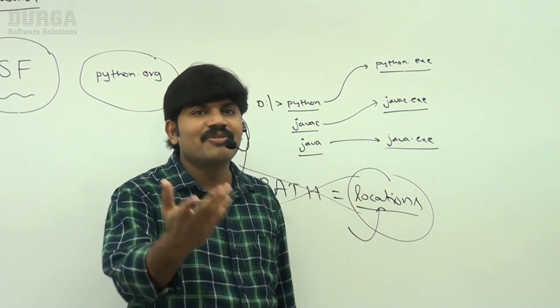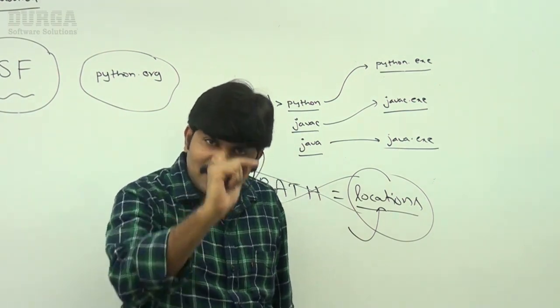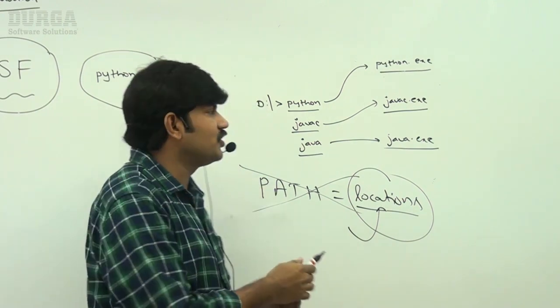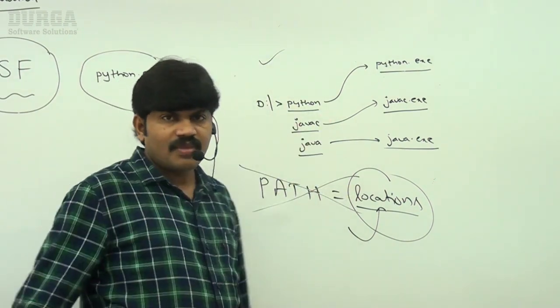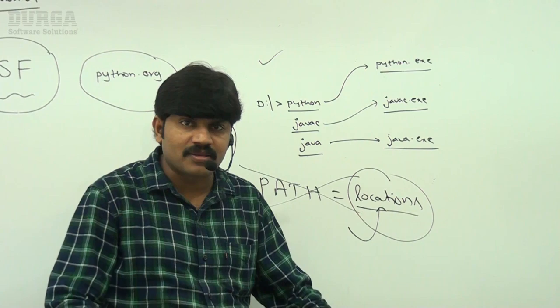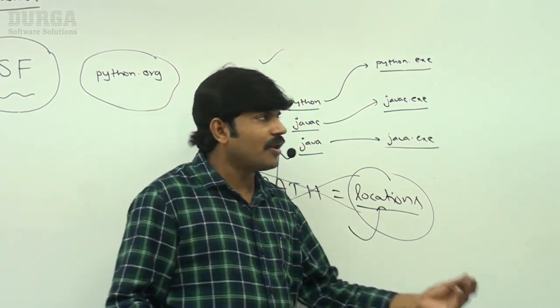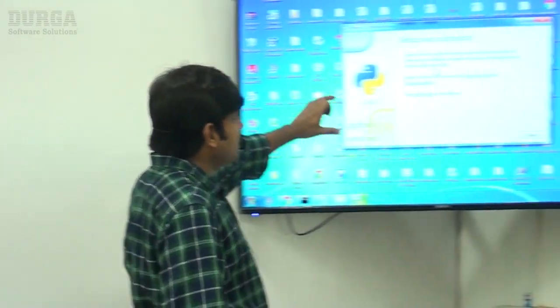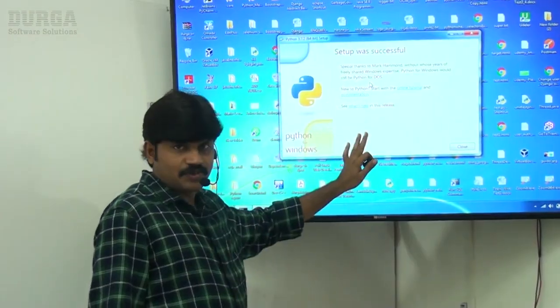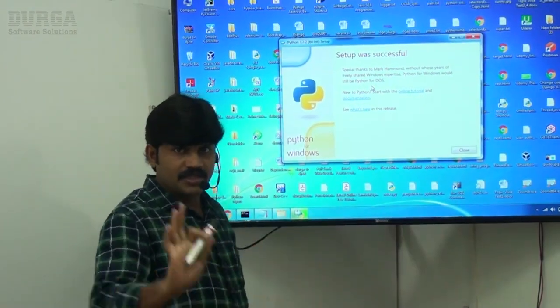But in Python, we do not have that problem. At the time of installation, you only have to check "Add Python 3.7 to PATH", so our life becomes very easy in Python installation. Now by this time, have you observed? The Python setup was successful. Yes, successfully installed, sir.